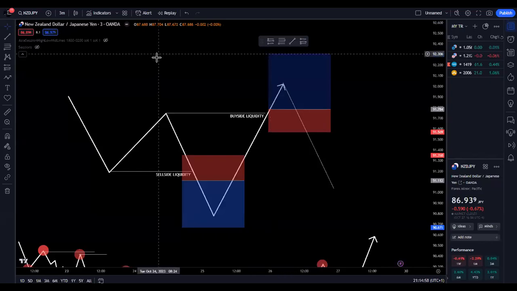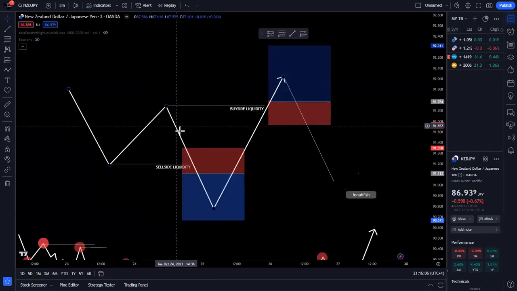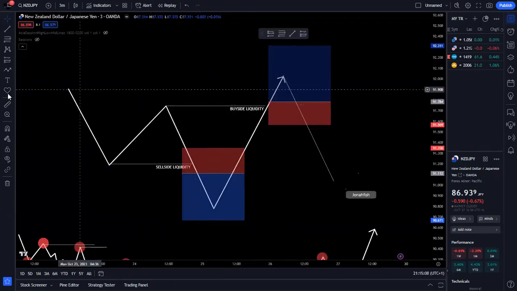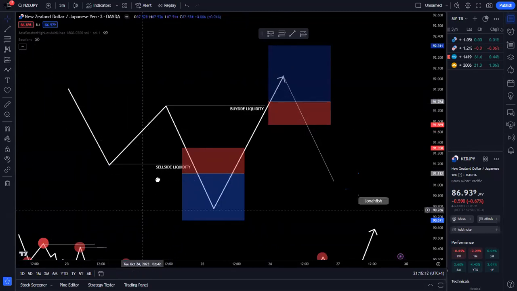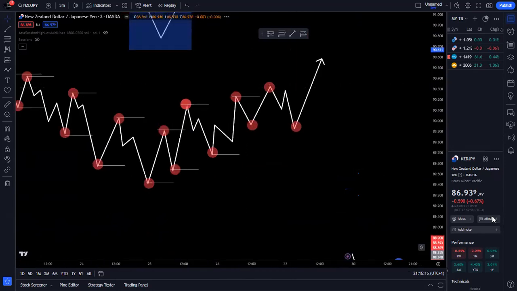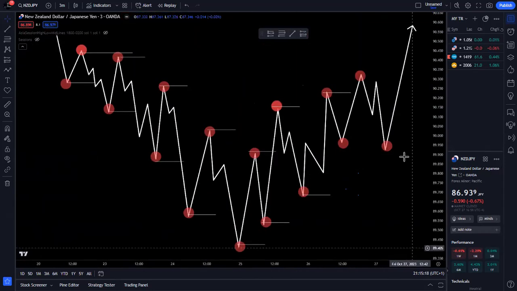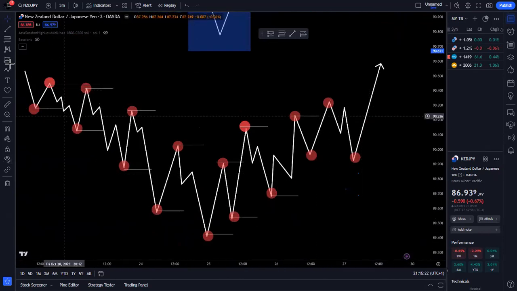All right. So in the previous class, I was explaining buy side and sell side liquidity. I said above highs we have buy side liquidity, a line above every high. And below every low we have sell side liquidity, a line there. So now, using this illustration.